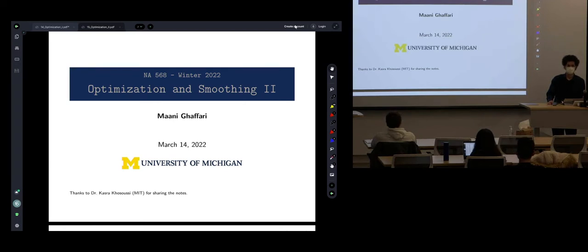The second topic is about robust estimation, the class of M estimation. And the third topic is how to solve the optimization problem on manifolds, and in particular on Lie groups.